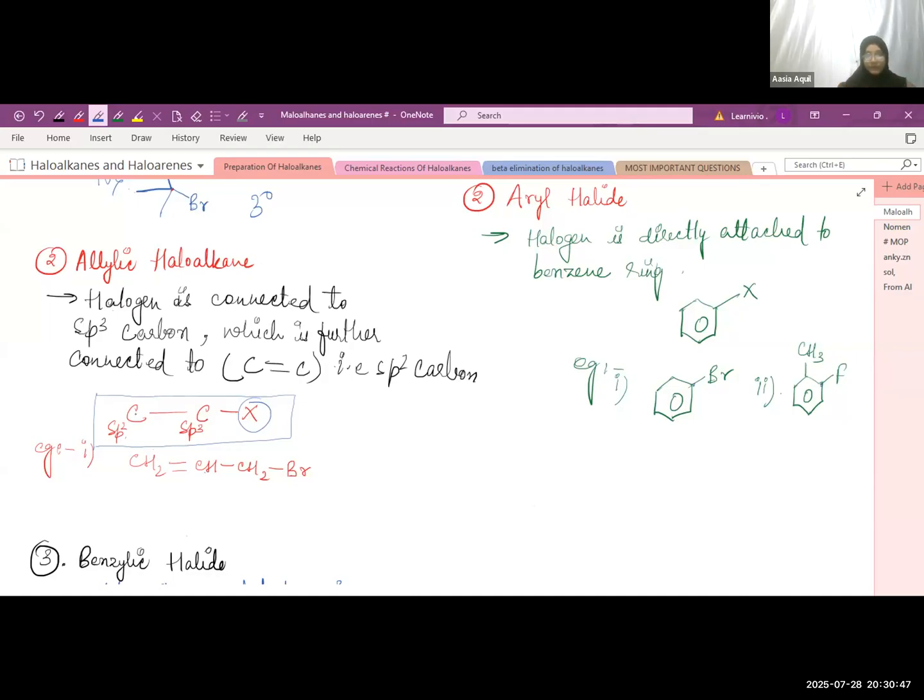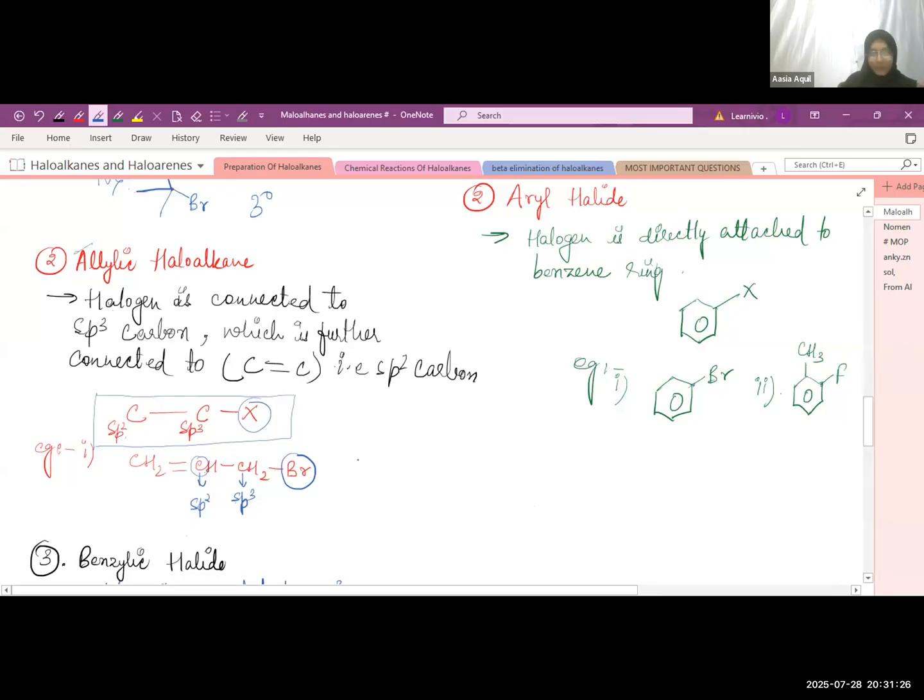Okay, see this one, first example. Here this bromine is your halogen, and it is attached to this carbon. You can check the hybridization state of this carbon: it's an sp3 hybridized carbon. Now this sp3 hybridized carbon is attached to this carbon, and check its hybridization state. You can see this is a carbon-carbon double bond, so this is your sp2 hybridized carbon. So this is an example of allylic haloalkene. Clear?